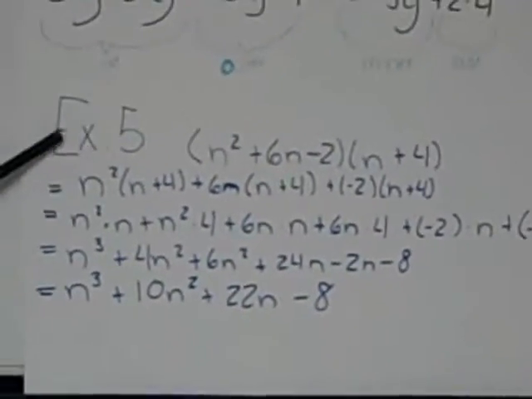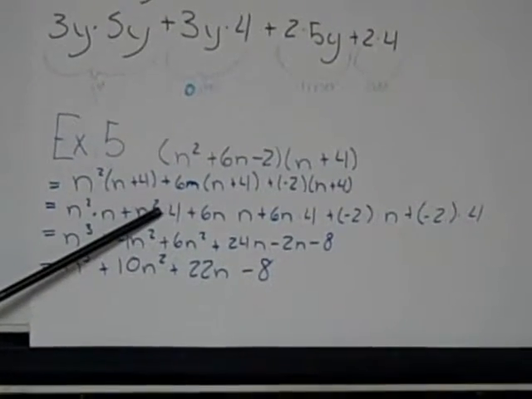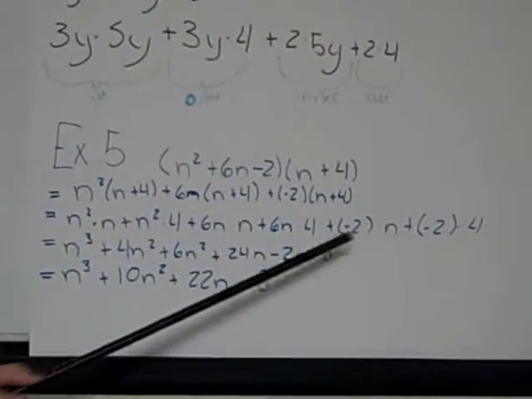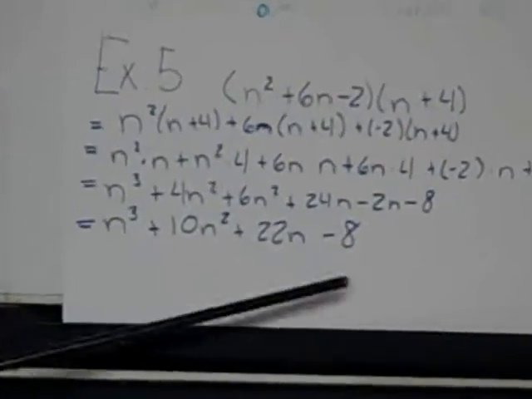5. Multiply your polynomials. You're going to use the distributive property. Then you're going to distribute again. Multiply your monomials and combine your like terms. And that's your answer.